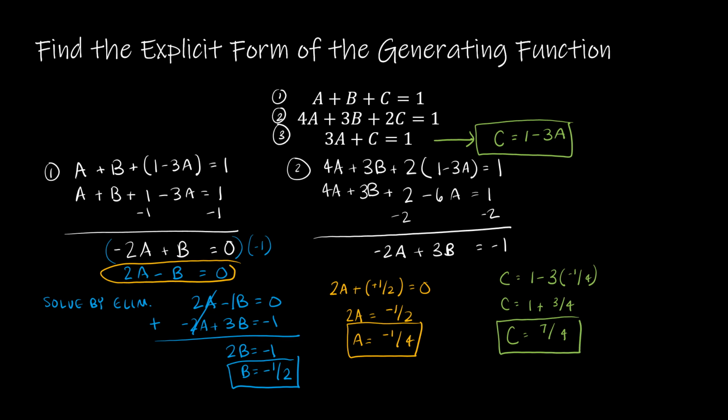So what do I have now? I have that my generating function, g of x, going back to, obviously I don't have it on this page. Remember, we had a, which is negative 1/4, over 1 minus x. And then we had b, which is negative 1/2, over 1 minus x quantity squared. And then we have plus c, which is 7/4, and then that was 1 minus 3x. So that's where we are so far.